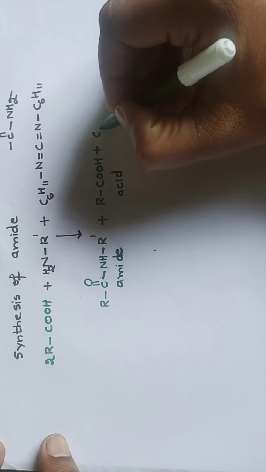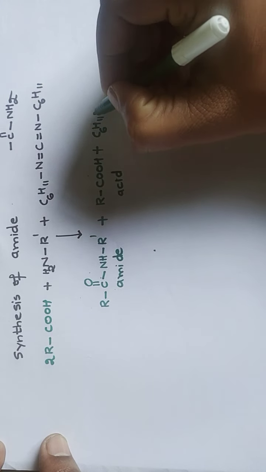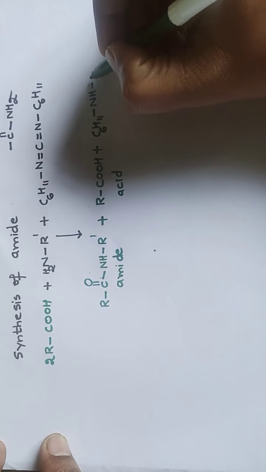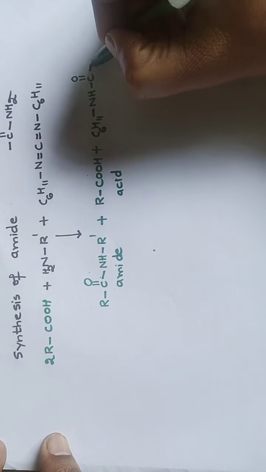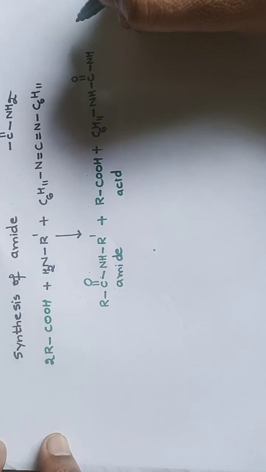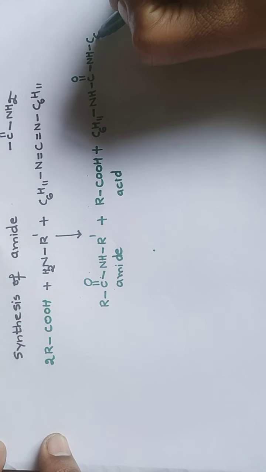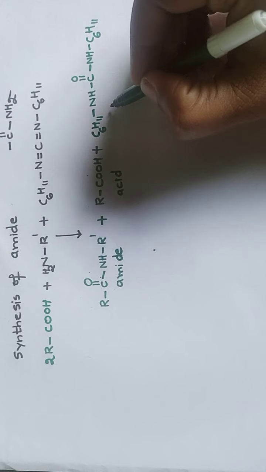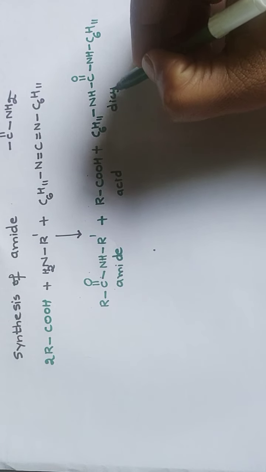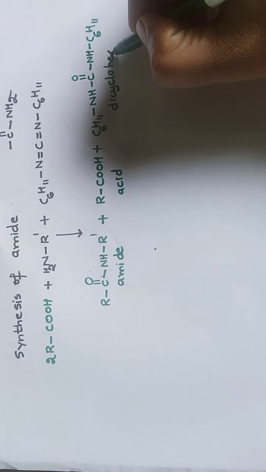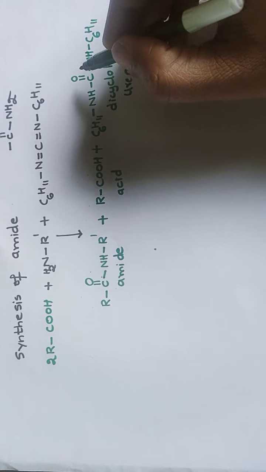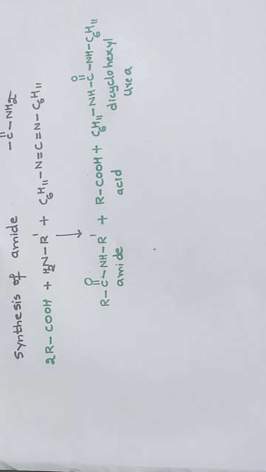That means it will be C6H11 NH C double bond O NH C6H11 is what you get. Okay, you get back dicyclohexyl. This is urea, C double bond O. If it is C double bond S, then it will be thiourea.